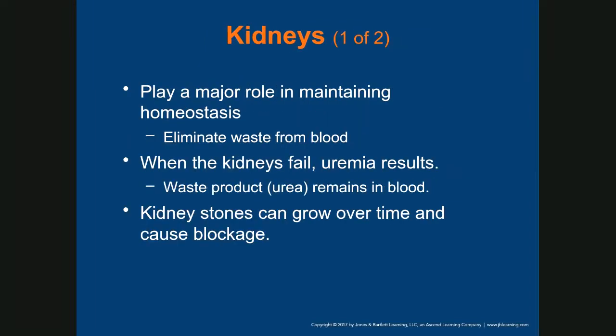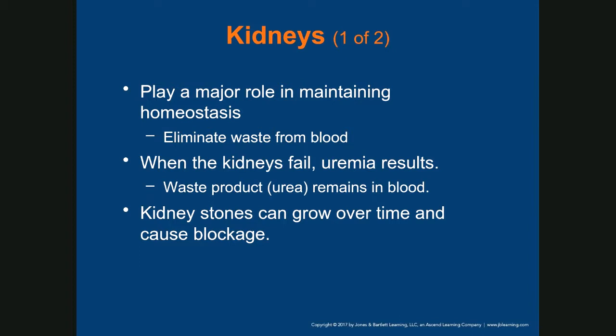All right, kidneys play a major role in maintaining balance or homeostasis. It eliminates waste from the blood. When the kidneys fail, uremia results, waste product urea remains in the blood. Right? So if something is wrong with the kidneys, it's not able to remove the waste properly. So we start to get waste products remaining in the blood, and this can cause complication for the kidneys.